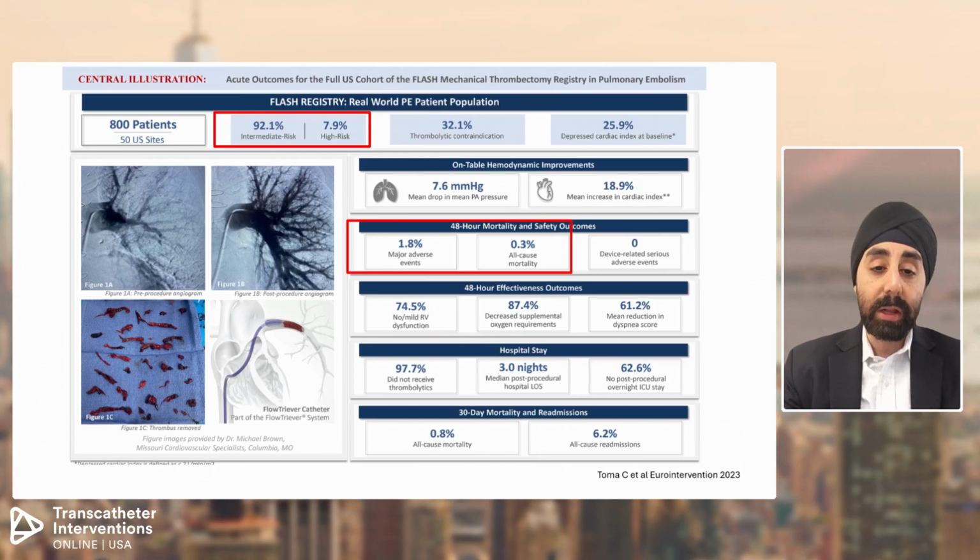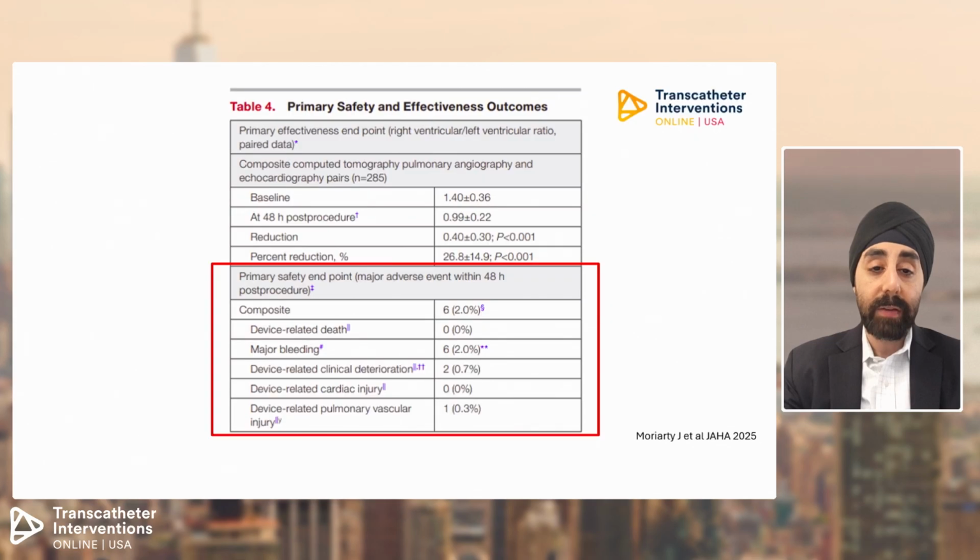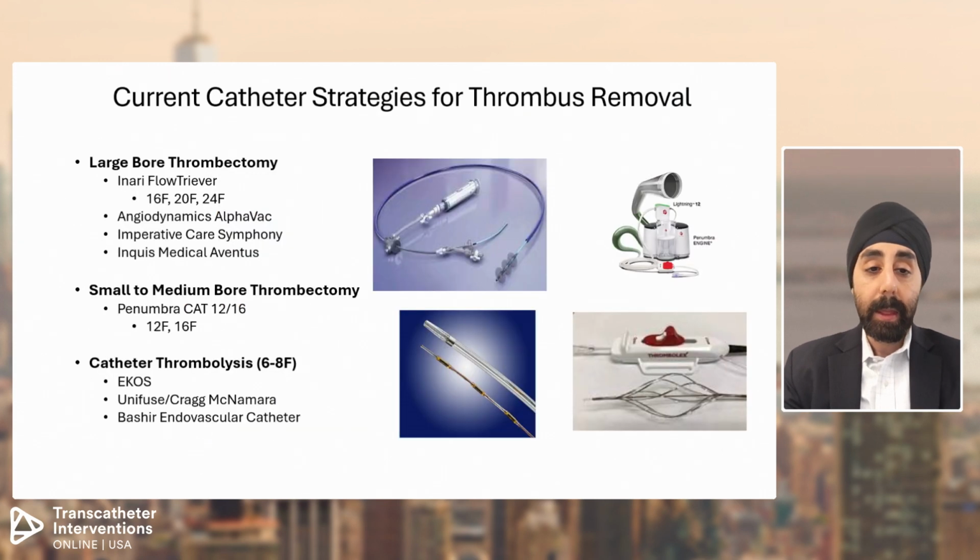And similarly, when we look at the large registries, this is from the Inari device, the FlowTriever study. This is, I think, 800 patients in the FLASH registry, which suggested very high rates of improvement in RV-LV ratio and very low complication rates. Similarly, when we look at data from the Penumbra catheter, which is a medium bore catheter, similarly low rates of complication and/or bleeding in large registry sets.